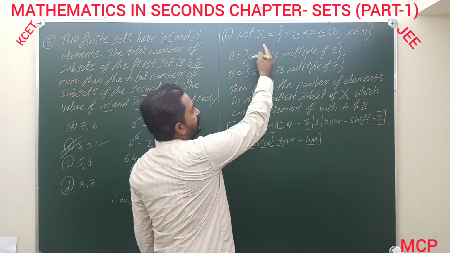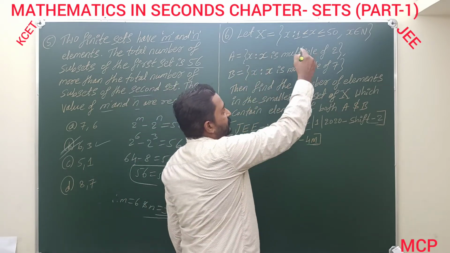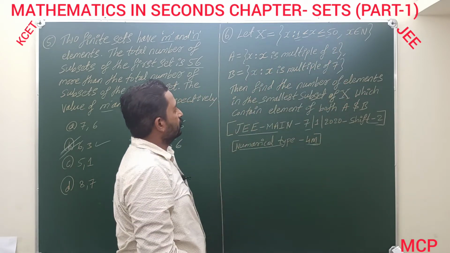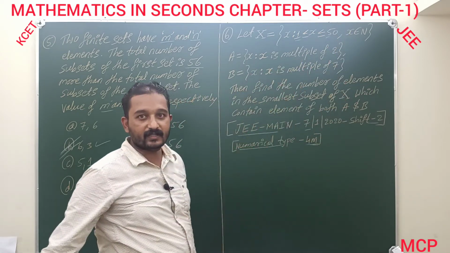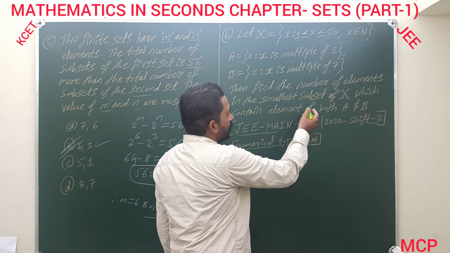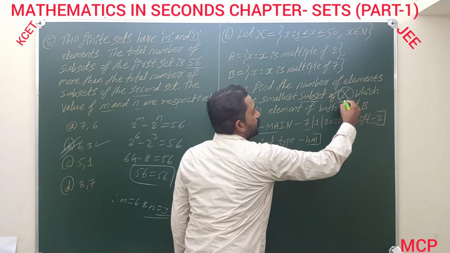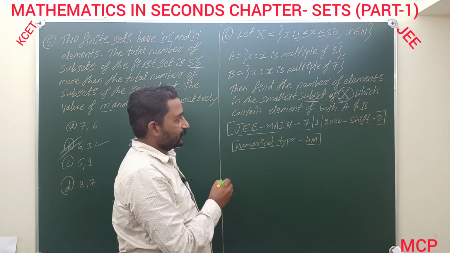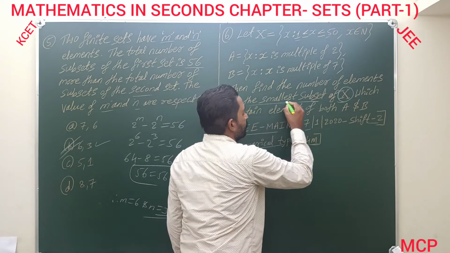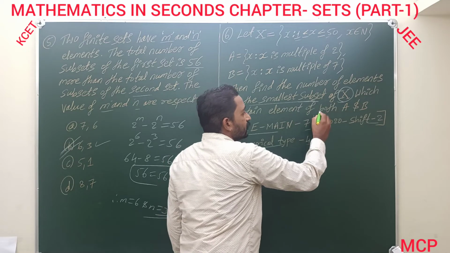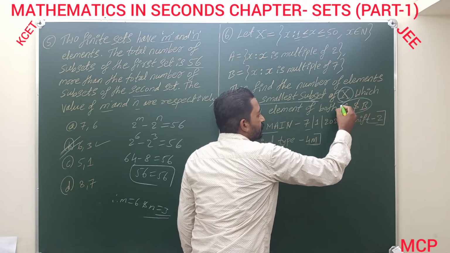Here, X is a set containing natural numbers from 1 to 50. A is the set of multiples of 2 and B is the set of multiples of 7. Then find the number of elements in the smallest subset of X which contains the elements of both A and B. We have to find the smallest subset of X. This is the required subset which contains elements of both A and B.